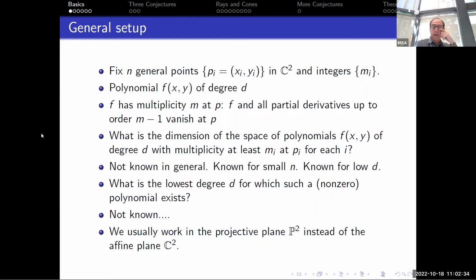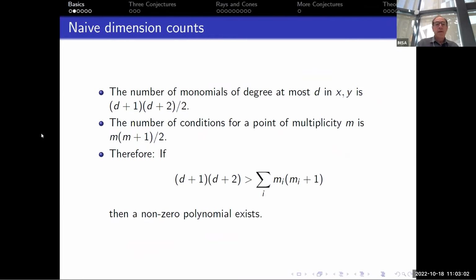These are linear conditions, so you get a vector space. It's not even known what the lowest degree is for which there exists a polynomial, never mind the general question of the dimension of the vector space. And we usually, instead of working in the affine plane, work in the projective plane to get the same questions. Because the points are general, you can avoid any line you want and consider them in the affine plane.